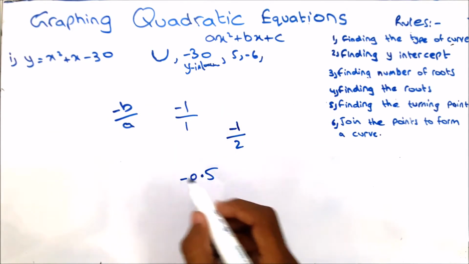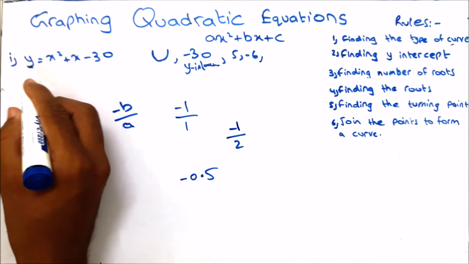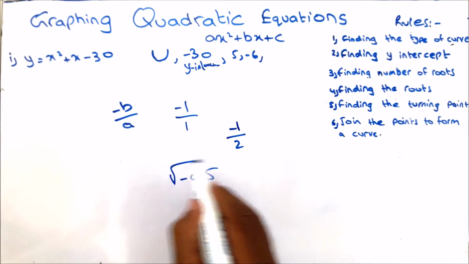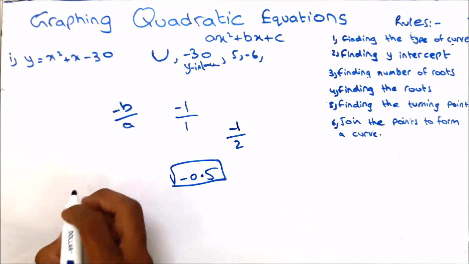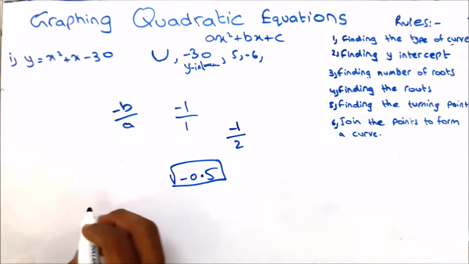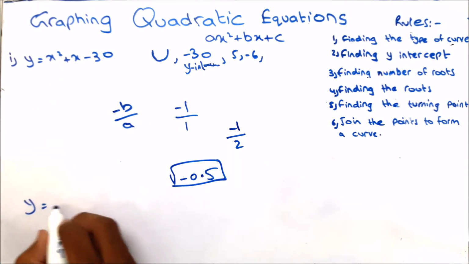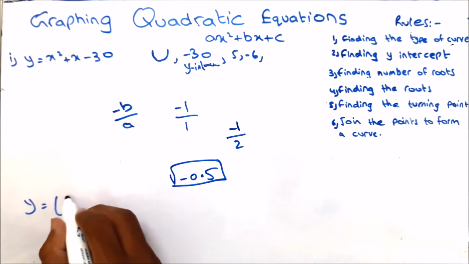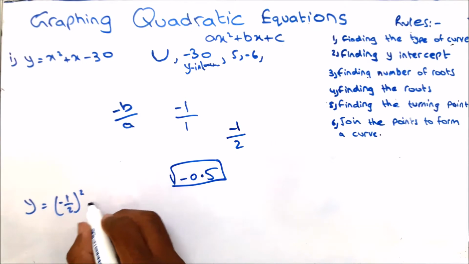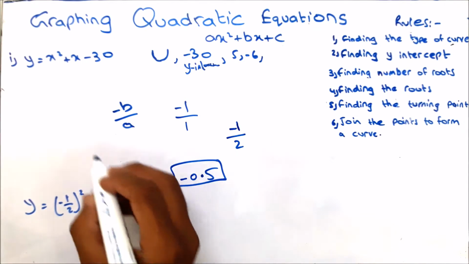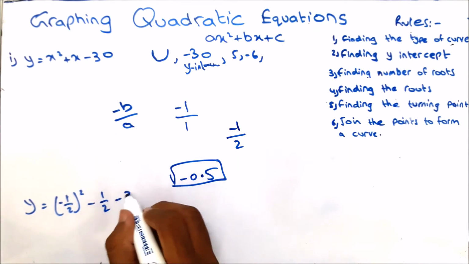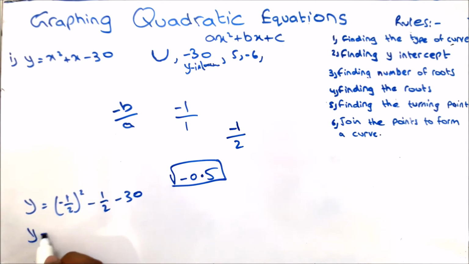We need to find the y-coordinate. To find the y-coordinate we need to put this minus 0.5 in this equation. So y equals minus 1 upon 2 whole squared, minus 1 upon 2, minus 30, and we get y equals 1 upon 4 minus 1 upon 2 minus 30.